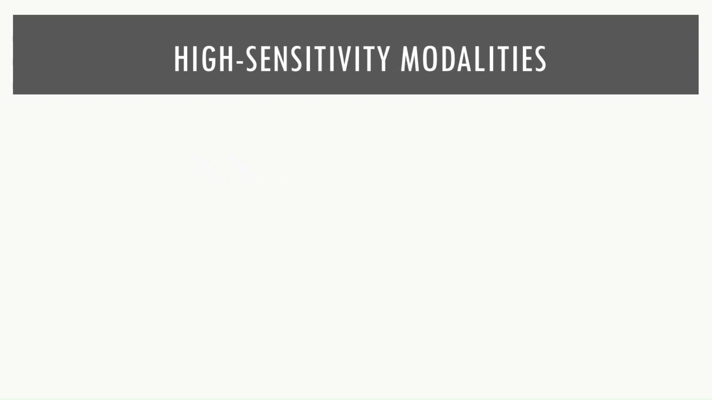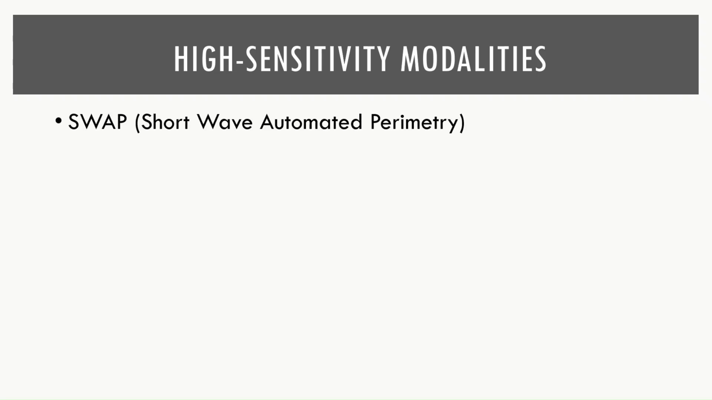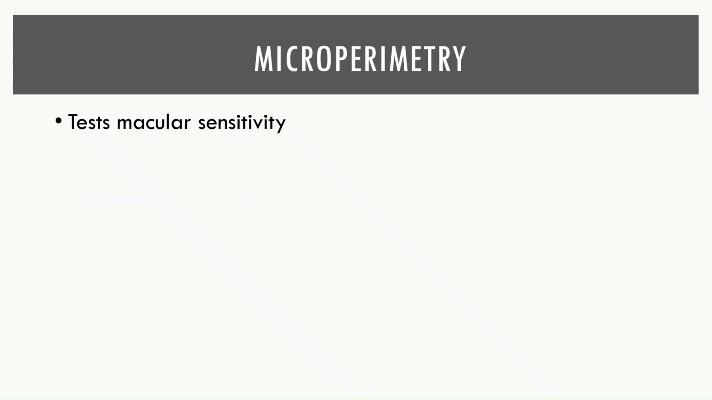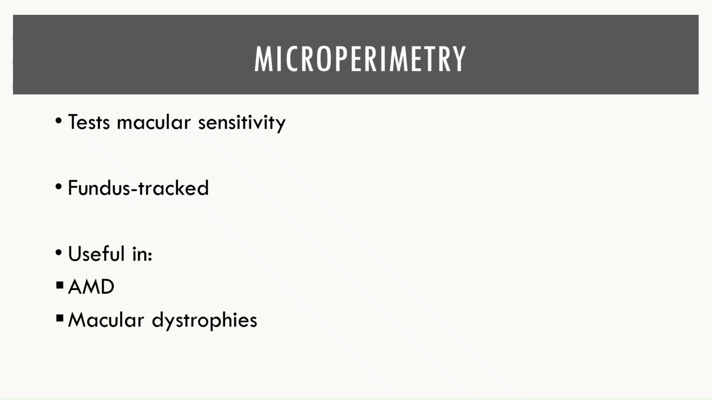The high sensitivity modalities are shortwave automated perimetry, which uses a blue stimulus on a yellow background, and frequency doubling test. These detect early glaucomatous damage but suffer from higher variability. Microperimetry maps retinal sensitivity directly onto fundus images and is especially useful in macular diseases, allowing precise structure-function correlation.